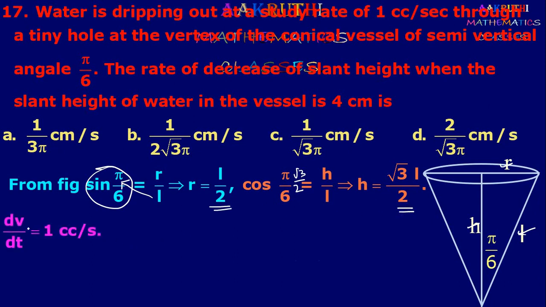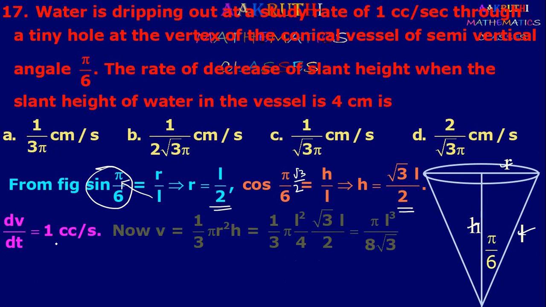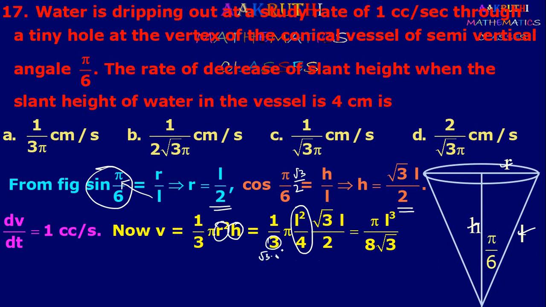Next, it is given dV by dt is 1 cc per second, and we have the formula V equal to 1 by 3 pi r square h. That is the volume of the cone, and we substitute here the r and h values. The r value is L by 2, so r square is L square divided by 4. And the h value is root 3 L divided by 2. When we simplify this, here we have 3, and 3 can be written as root 3 into root 3, so one root 3 gets cancelled. And here L square into L is L cube into pi.